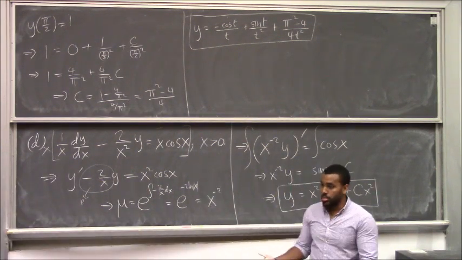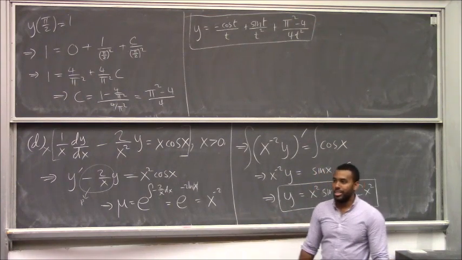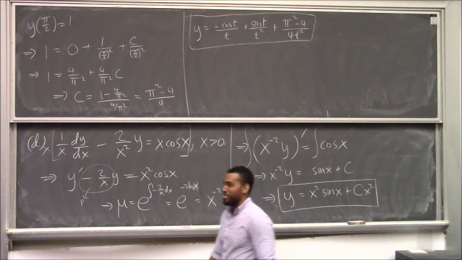So now we know 2 classes of things, the separable kind and the linear first order kind. Now we know how to solve 2 kinds of differential equations.